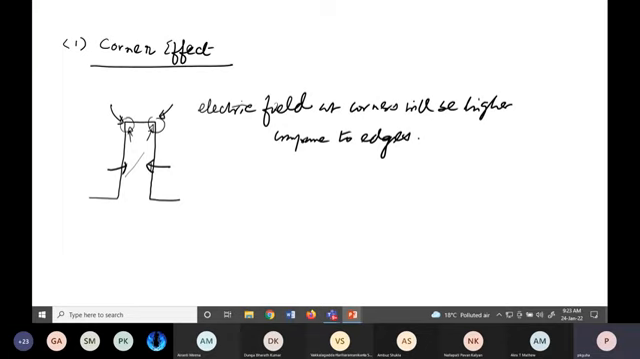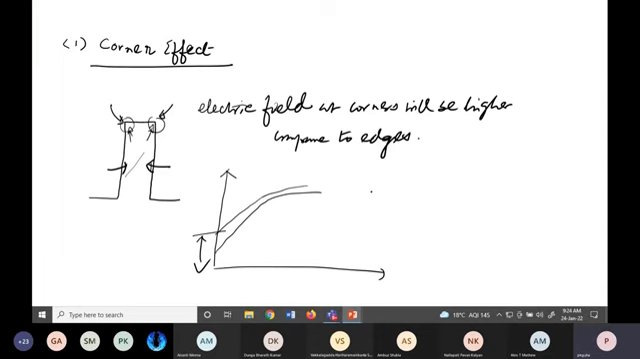So this is basically corner effect. Population of electrons at the corners compared to that at the edges, and those electrons at the corners will give rise to lower threshold voltages. So again you will end up with multiple threshold voltage that will give you higher leakage current. So multiple VT.